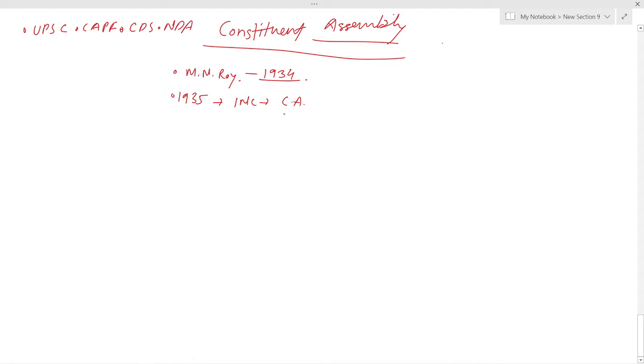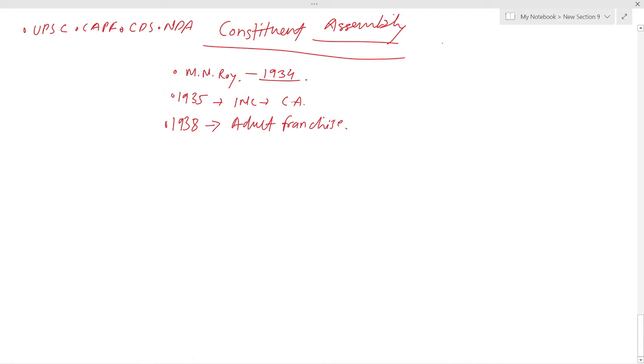Jawaharlal Nehru in 1938 declared that the Constitution of Free India must be framed without any external interference by the Constituent Assembly, which has to be elected on the basis of adult franchise.